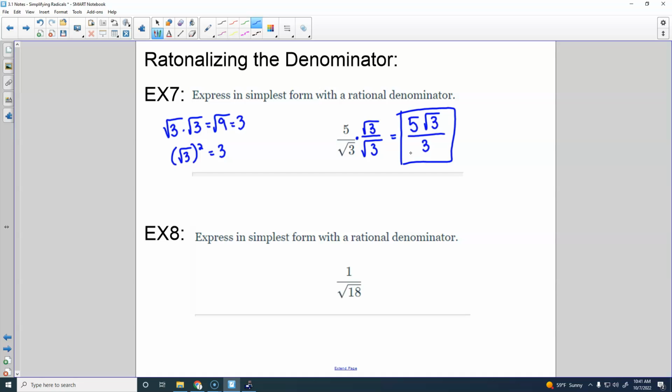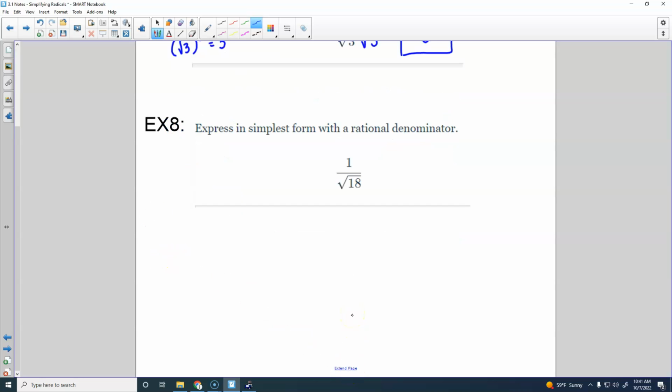Okay, questions on 7? Have you guys done that before? Okay, you've seen it? Okay, all right. 8 is a little bit different, and it is different because will 18 break down?